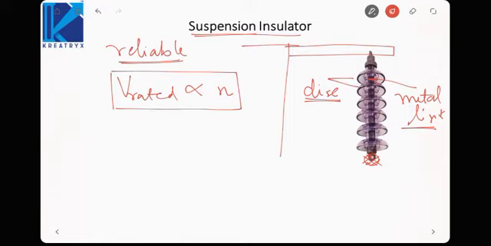But in case of pin type of insulator, to increase the number of shells, you will have to remanufacture the insulator, because shells are fixed there and they are made at the time of manufacturing. They are not connected to each other. It is like that only at the time of manufacturing. So that's why if one of the shells get damaged, you have to remanufacture or replace the entire unit. So they are less reliable. Okay. So that is the advantage of a suspension type insulator. It is just an extension of the pin type insulator at higher voltage.